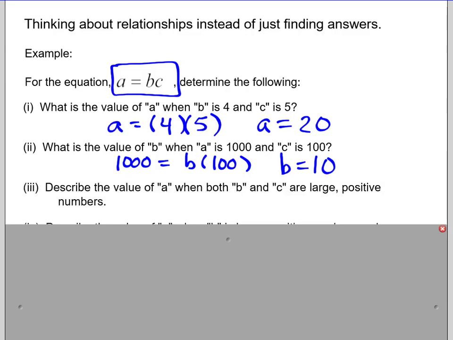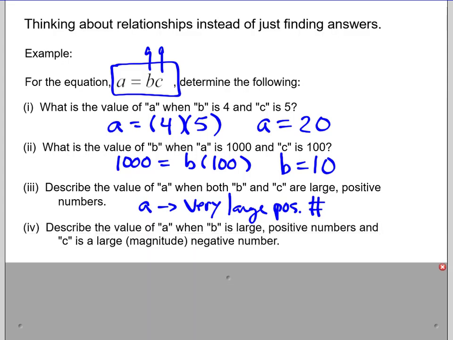Now here's where it gets a little fishy. Describe the value of A. We're describing, so that means you can't actually calculate this. Describe the value of A when both B and C are large positive numbers. Well, if you multiply 2 large positive numbers together, A is going to become a very large positive number. And again, there's no actual calculation to make. We just have to sort of know, 2 big numbers multiplied together makes a bigger number.